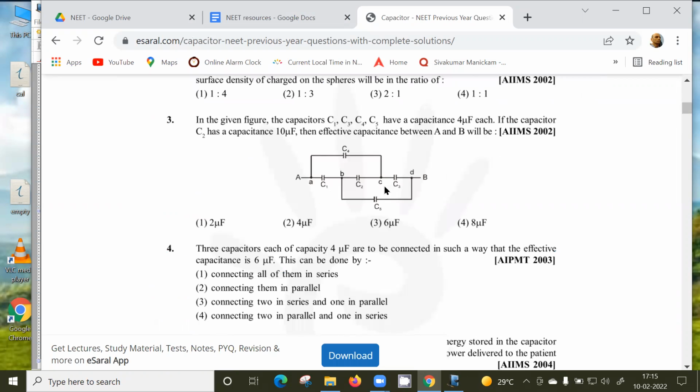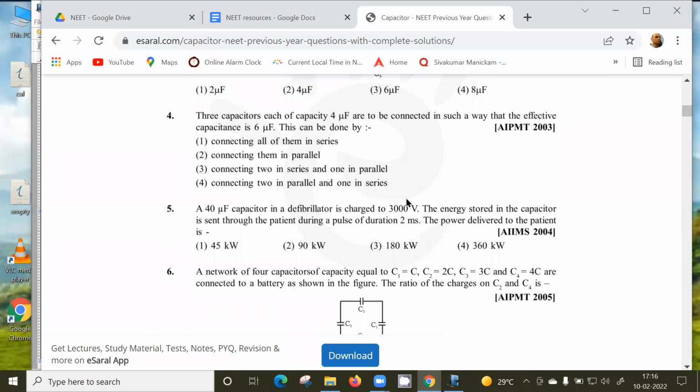Okay, this is the same question we solved. This is a bridge, right? There are two parts, 1 and 2, and connecting these two parts is this one in between. So potential at points B and C are the same, so this thing can be neglected. Everything is given as 4 microfarad, only C2 is 10 microfarad, a different value. All the other capacitors are the same. So it's a balanced bridge, so this thing will go away.